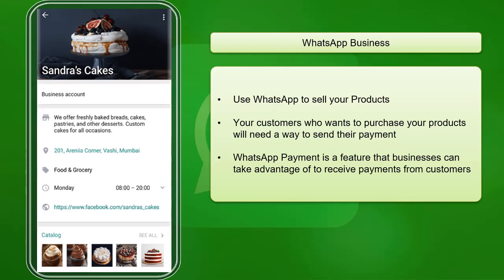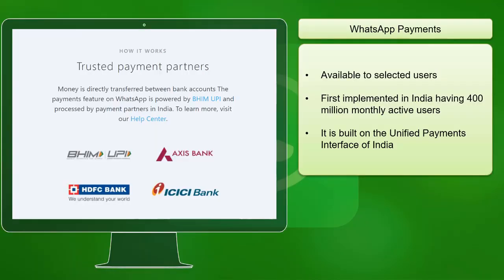Your customers will need a way to purchase your products and send their payments. WhatsApp Payment is available for Apple and Android devices, but the payment feature is currently available to selected users. It was first live in India since their country has over 400 million monthly active users. The payment feature was built on the Unified Payments Interface of India.